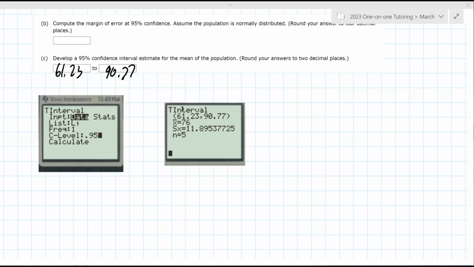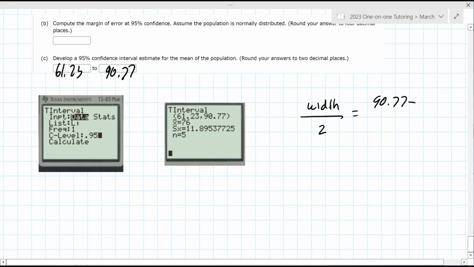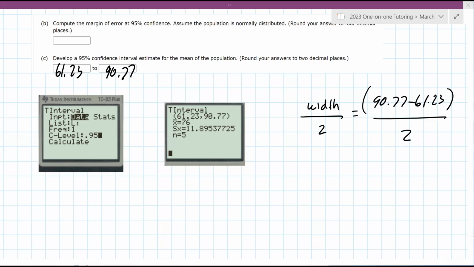So let me go back to that other screen. You can see where I got those numbers from. To find the margin of error, take the width divided by 2. The width is 90.77 minus 61.23, divided by 2. Let me get that for you. It does not give you the width, unfortunately. Your teacher knows this, so they're likely to ask you questions where you can't just use the calculator for everything. You can use it for a lot of things, but not everything. And that is 14.77.